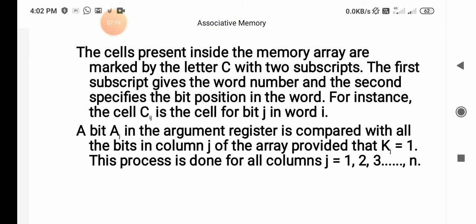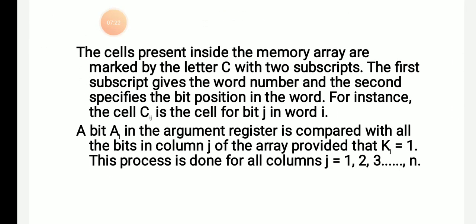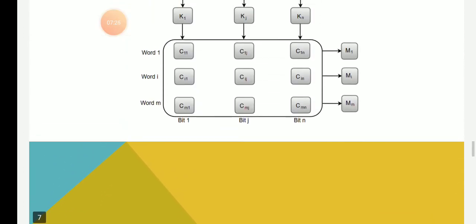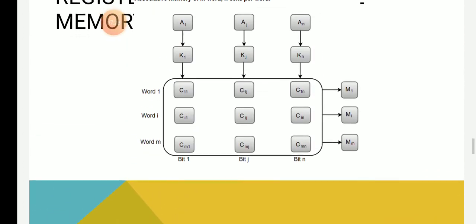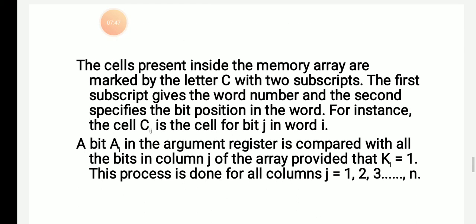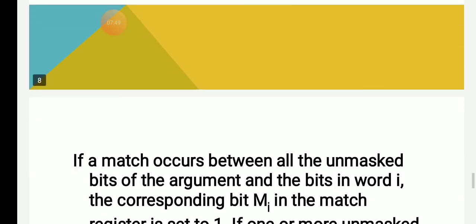A bit Aj in the argument register is compared with all the bits in the column j of the array, provided that Kj is equal to 1. This process is done for all the columns, j equal to 1, 2, 3 up to n.